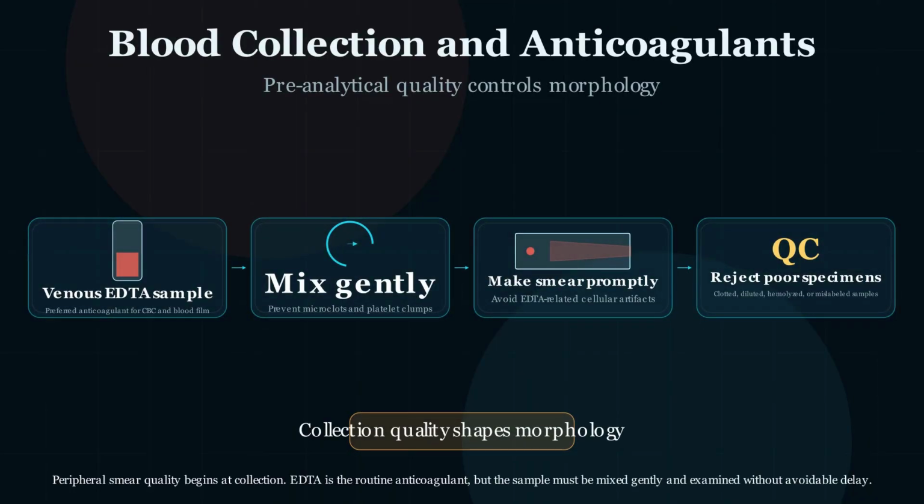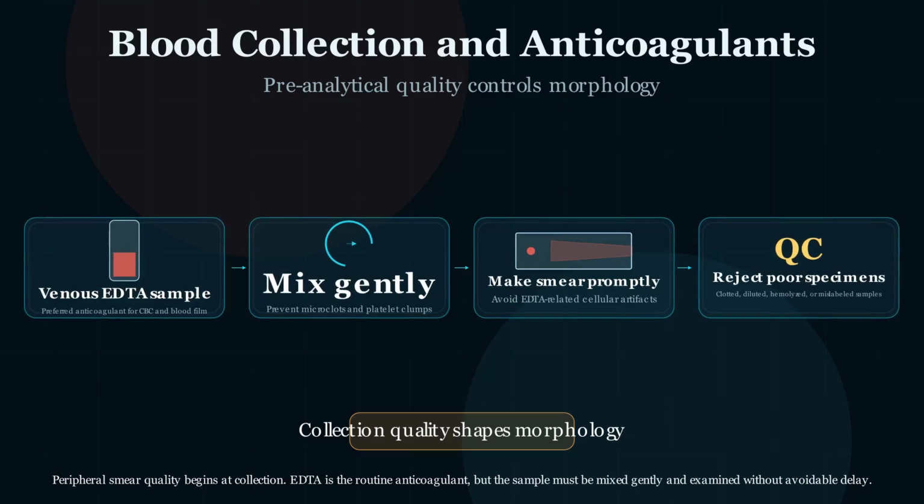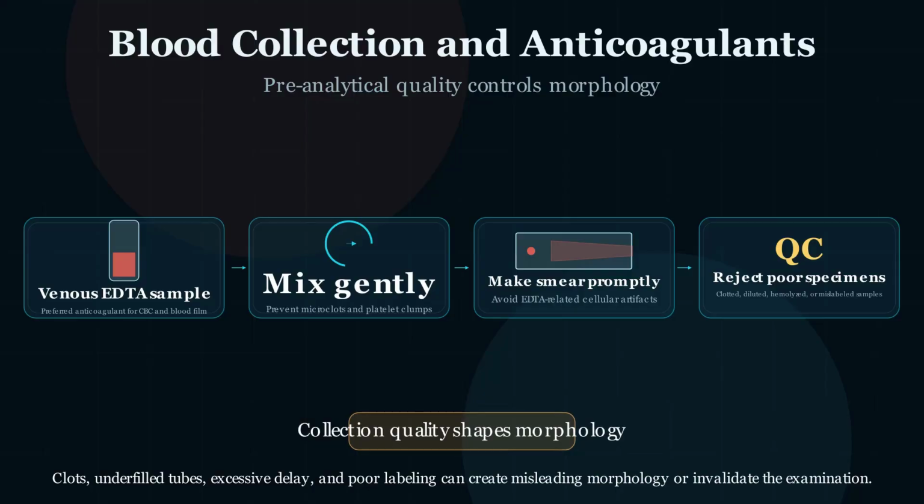Peripheral smear quality begins at collection. EDTA is the routine anticoagulant, but the sample must be mixed gently and examined without avoidable delay. Clots, underfilled tubes, excessive delay, and poor labeling can create misleading morphology or invalidate the examination.